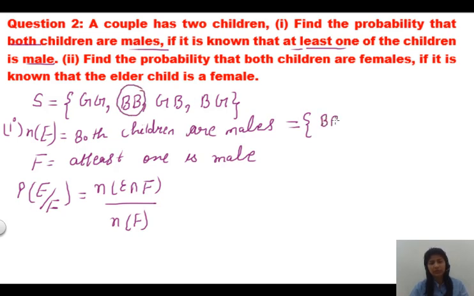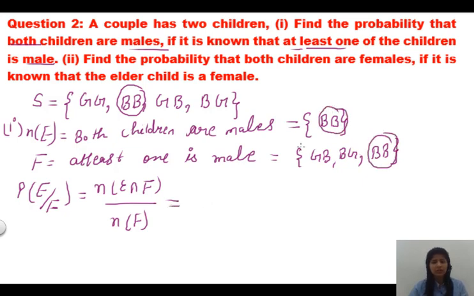So BB, both are boys. Now at least one is male. So which are the favorable ones? We will have girl boy, boy girl, and boy boy. At least means we can have more than one also. So what is the common number of elements in both of them? As you can see, this is common in both, so only one element, number of elements common to them is 1. In E intersection F, only we have BB.